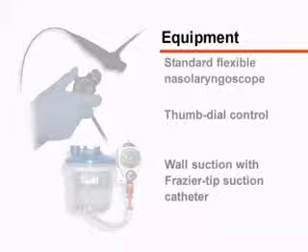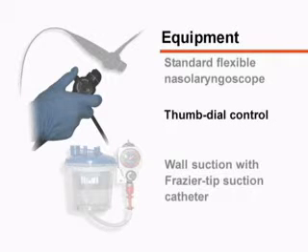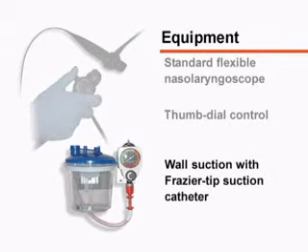For fiberoptic laryngoscopy, obtain a standard flexible nasal laryngoscope. The endoscope has a thumb dial control to permit the examiner to deflect the tip up or down. When rotated 90 degrees, this thumb dial also allows the examiner to turn corners and to maneuver from side to side. A wall suction setup with a Fraser tip catheter should also be available.